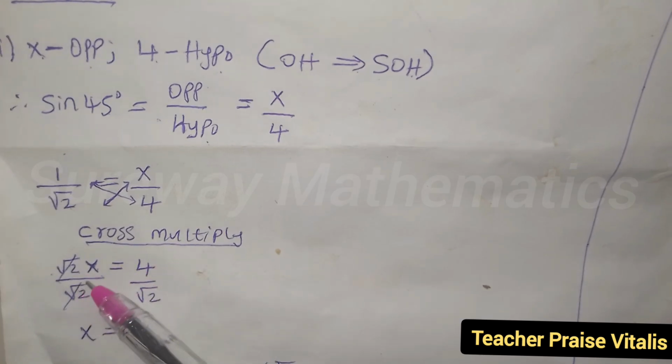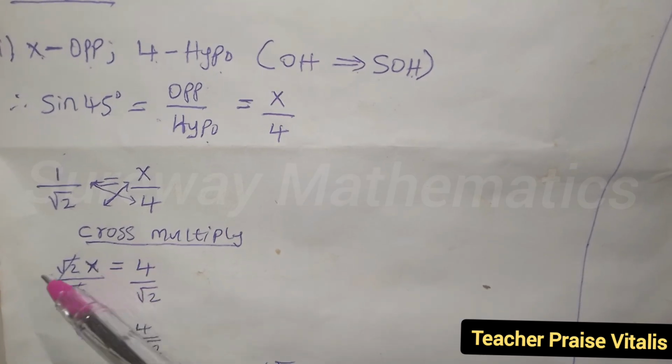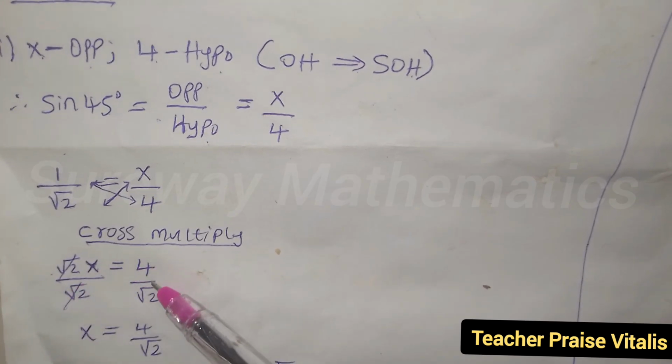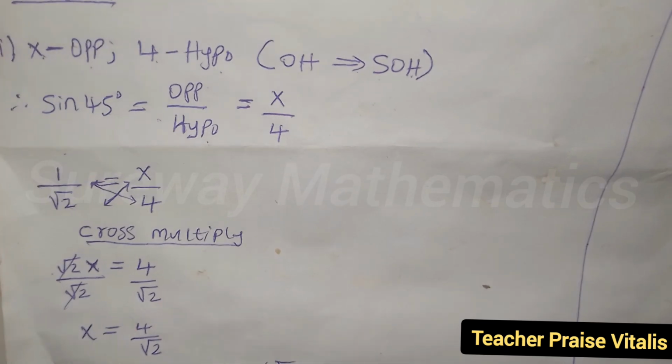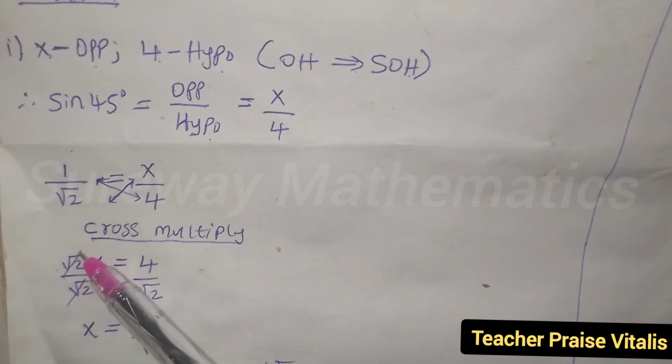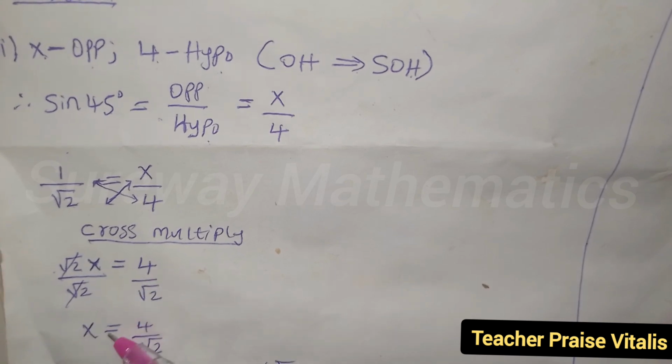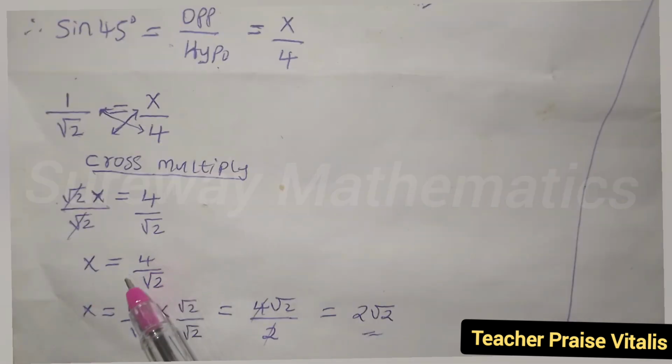Then divide both sides by the coefficient of x, which is root 2. So we divide this side by root 2 and the other side by root 2. Root 2 cancels out root 2, leaving only x, so that x equals 4 over root 2.